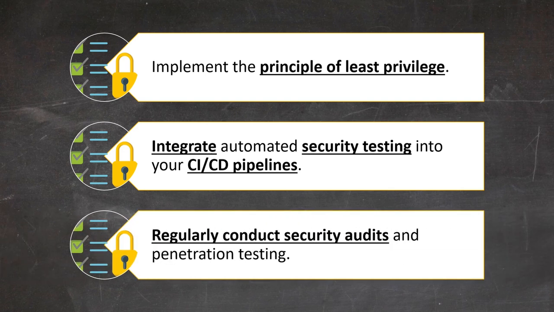Finally, regularly conduct security audits and penetration testing. These practices help identify vulnerabilities that automated tools might miss and ensure your security measures are truly effective. Security in a microservices architecture is an ongoing process, not a one-time task. Stay vigilant, stay informed, and always prioritize security in your development and operations processes.